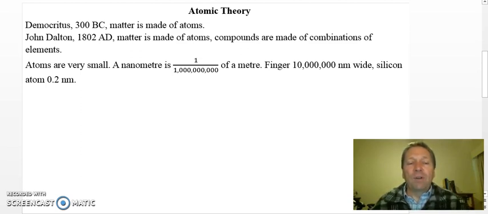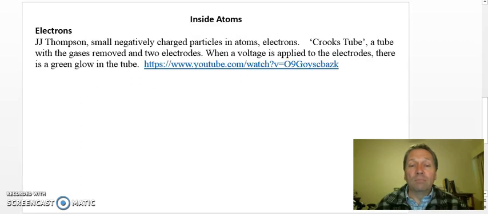Now, atoms are very small. A nanometer is 1/1,000,000,000th of a meter. That means a finger would be about 10 million nanometers wide, but a silicon atom is only 1/5 of a nanometer. So atoms are really, really small.